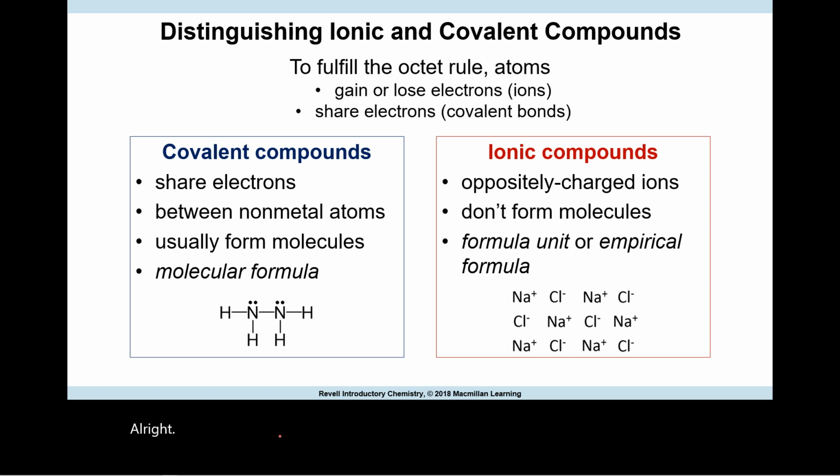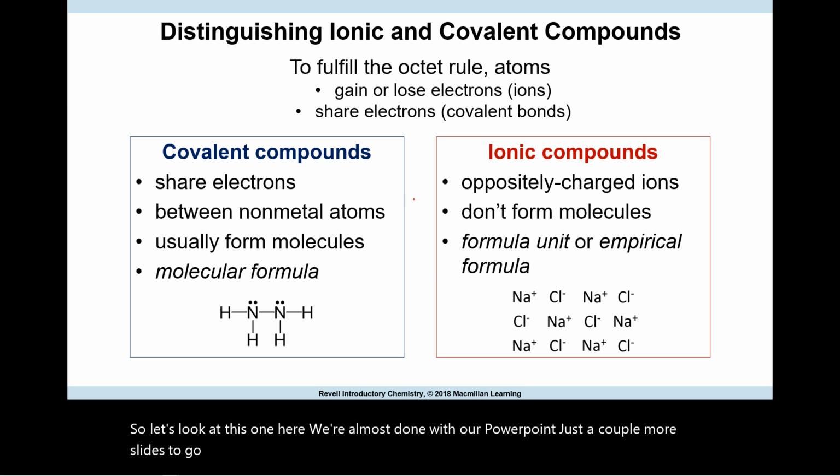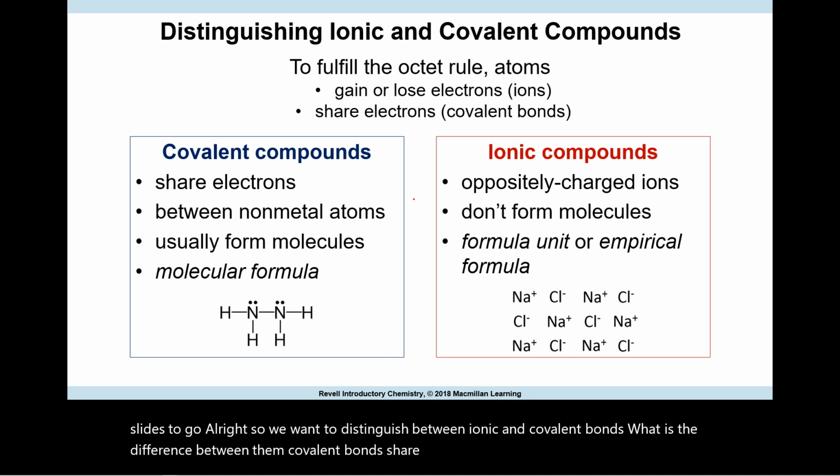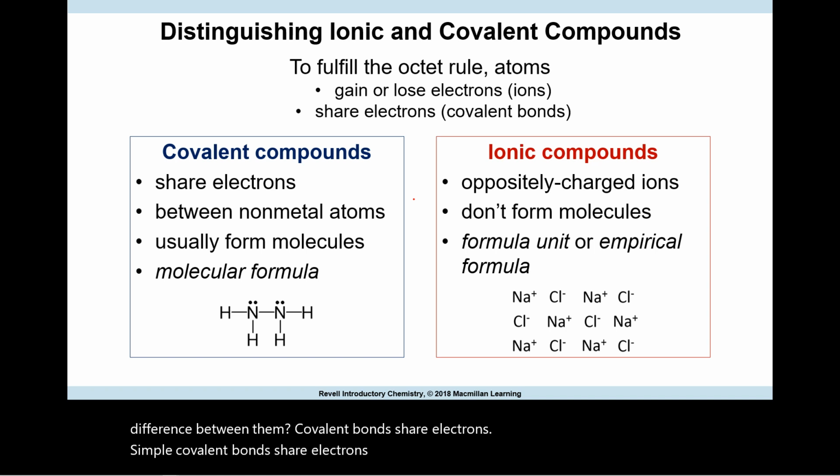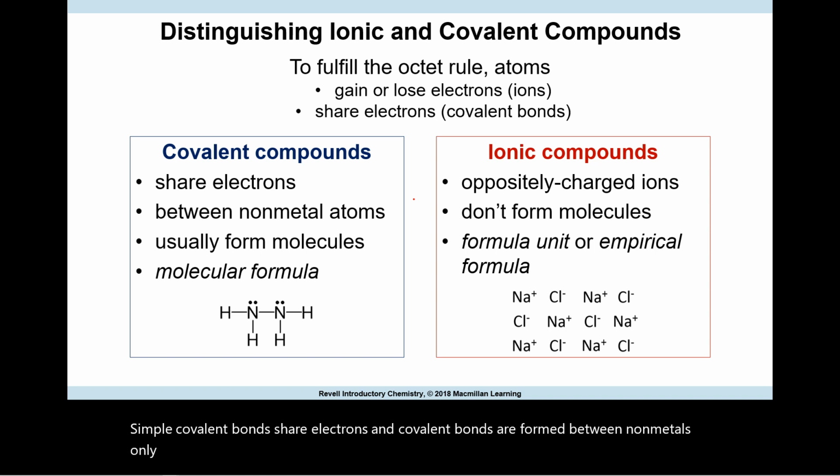Okay, so let's look at this one here. We're almost done with our PowerPoints, just a couple more slides to go. All right, so we want to distinguish between ionic and covalent bonds. What is the difference between them? Covalent bonds share electrons. Simple. Covalent bonds are formed between non-metals only, a non-metal plus a non-metal. They usually form molecules and they have molecular formulas.